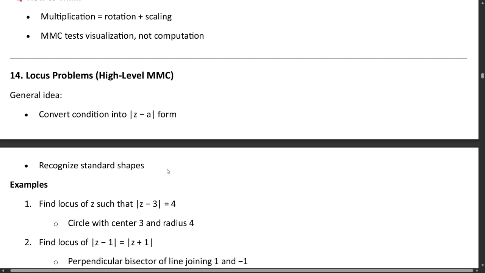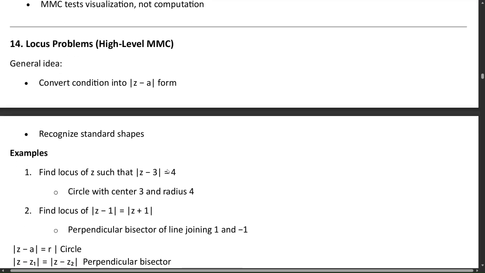A locus describes all possible positions of a complex number satisfying a condition. So most locus problems reduce to circles or straight lines. For example, mod of z minus a equals r represents a circle, while mod of z minus z1 equals mod of z minus z2 represents a perpendicular bisector.